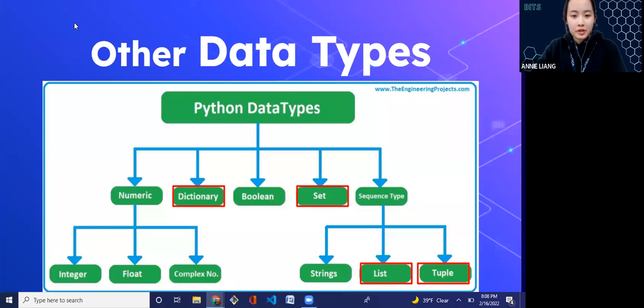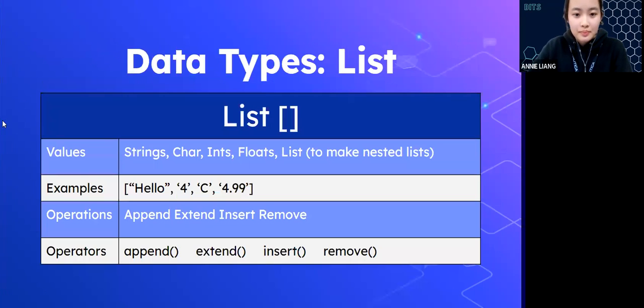Okay, so now we'll be going to some more complex data types. I'll be doing lists and tuples. The data type list: when you think of a list, you think of, okay, my grocery list. And what is that? It's basically a sequence of values. That's the programming term.